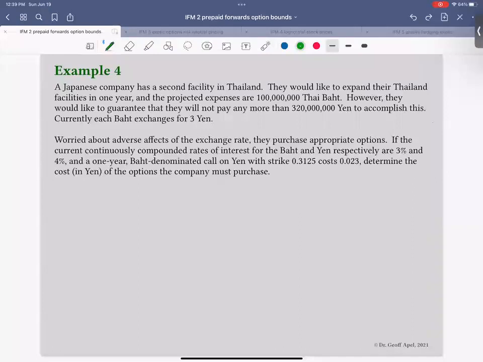So, all right. They would like to expand their Thailand facilities in a year, and their projected expenses are 100 million Thai bahts. However, they would like to guarantee that they'll not pay more than 320 million yens to accomplish it. Currently, each baht exchanges for 3 yens.